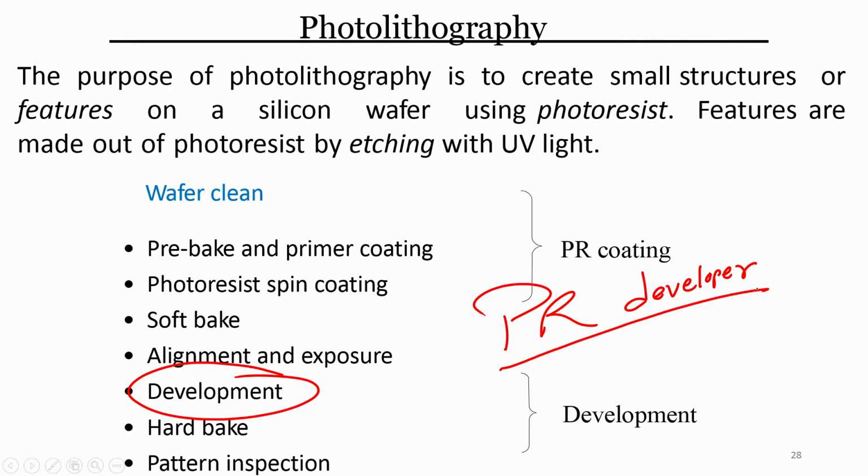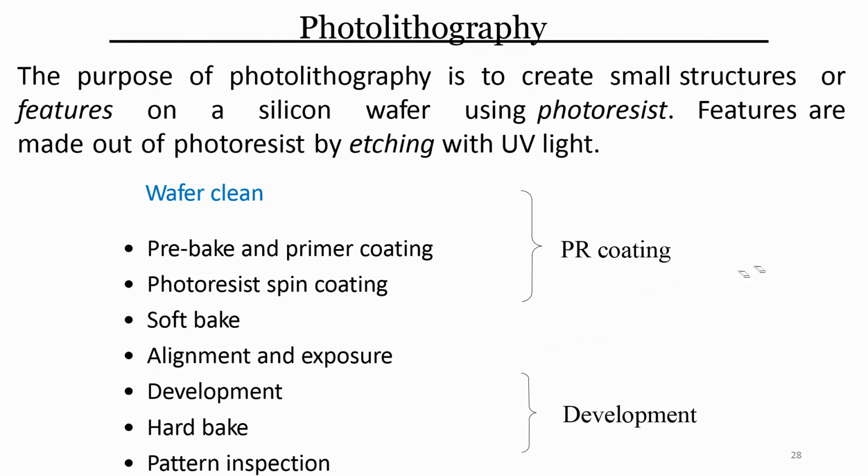After you develop photoresist, the next step is hard bake. Hard bake is done at 120 degree centigrade for 1 minute on a hot plate. After you perform hard bake, you will look at the pattern inspection.